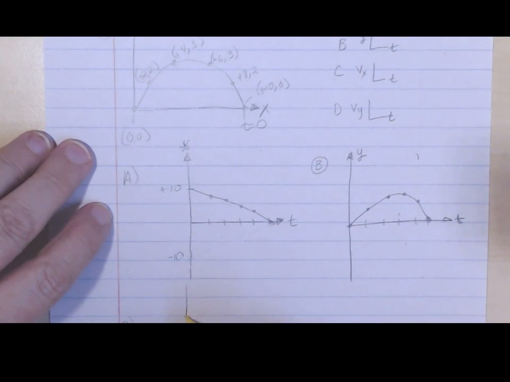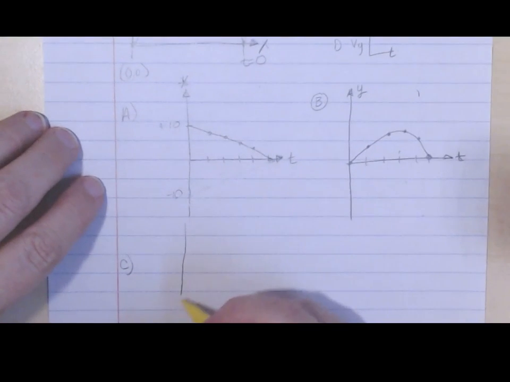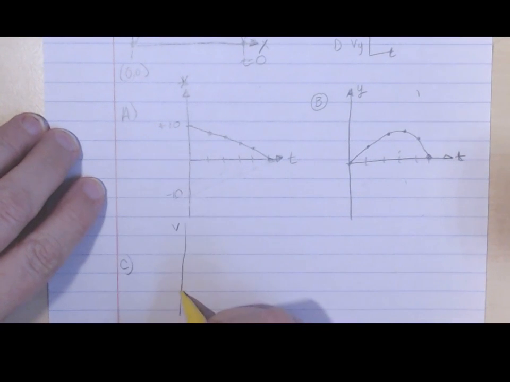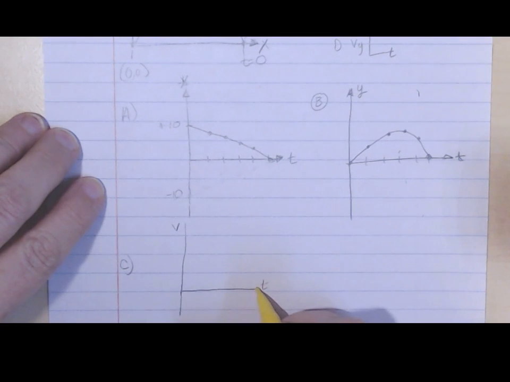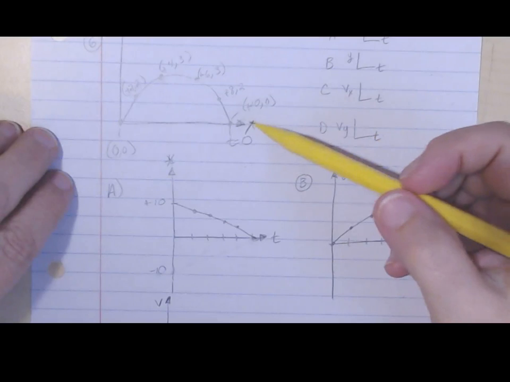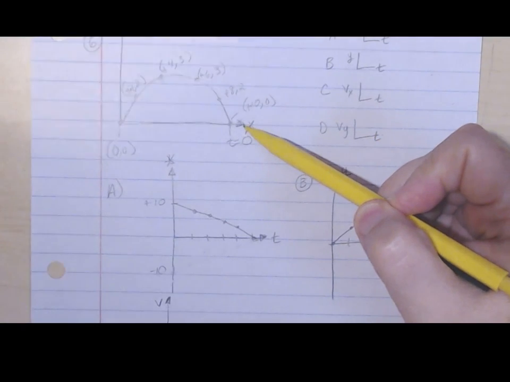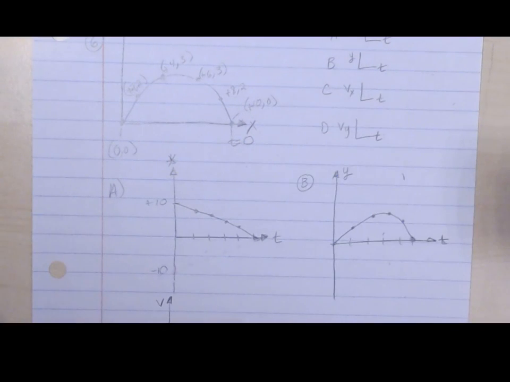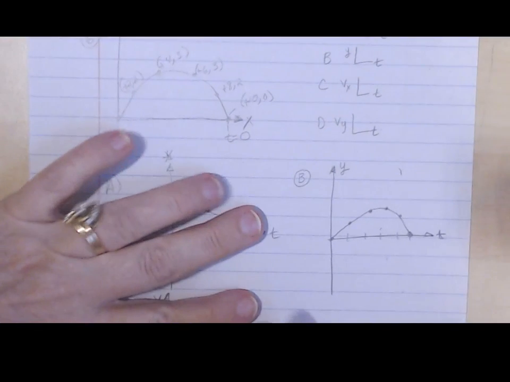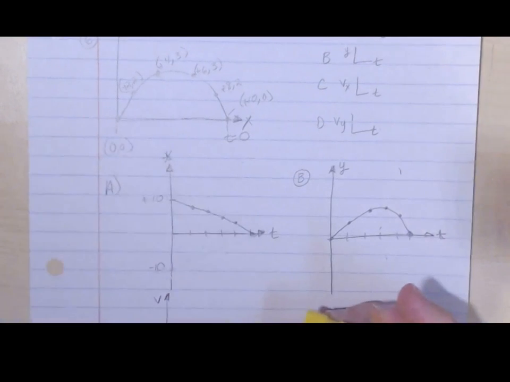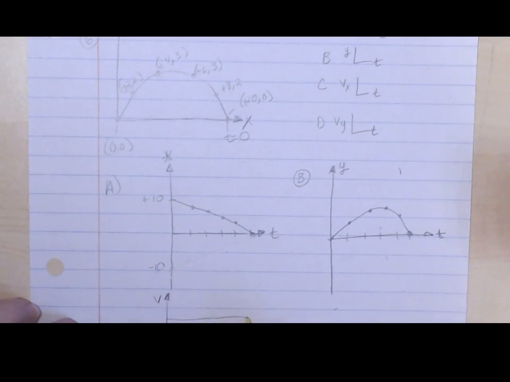Okay, so we want to draw our velocity versus time. Now maybe I should have looked at this first to see, is my velocity going to be positive or negative? Well, I am starting over here and I am moving to the left, so by convention that would be negative velocity, which means I should have drawn it like this, because I'm going to have negative velocities. Alright.